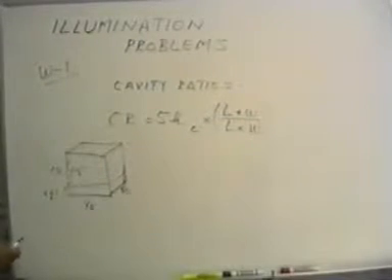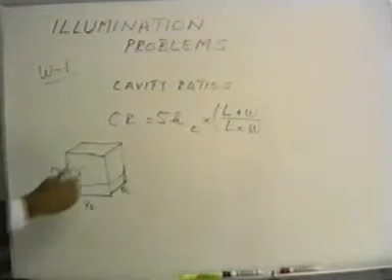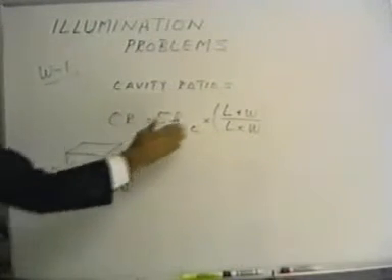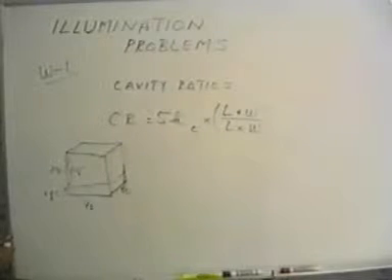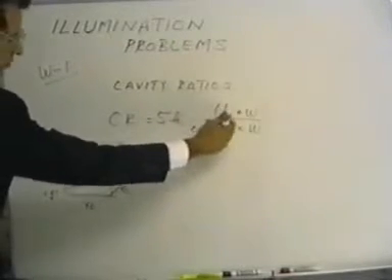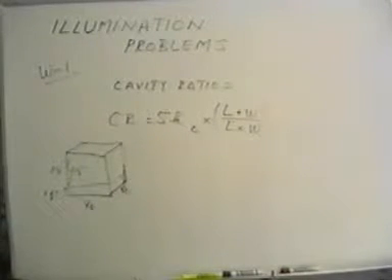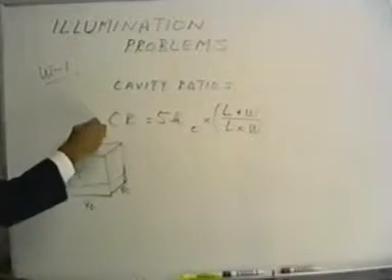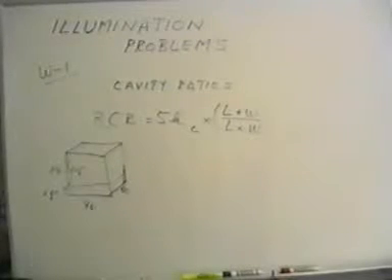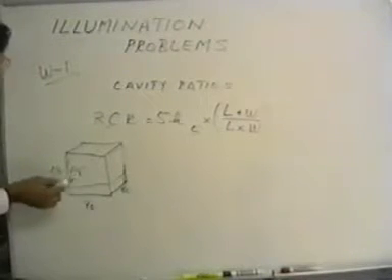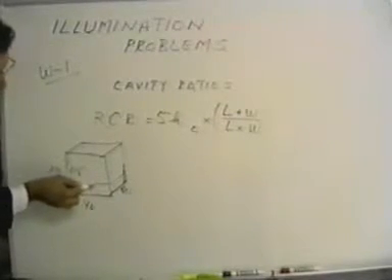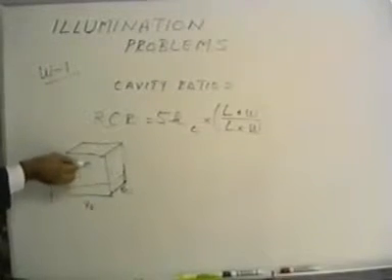The formula for cavity ratio says that a cavity ratio is equal to 5 times h, and I've left something out here intentionally, times L plus W over L times W. This would be the 40 and 60 foot dimensions, and this would be the height of the cavity. Well, the first cavity would be the RCR, the room cavity ratio. That's the cavity between the working surface and the luminaires, wherever they are.